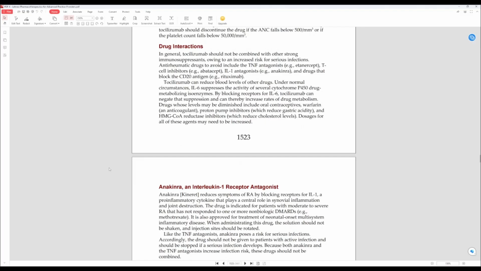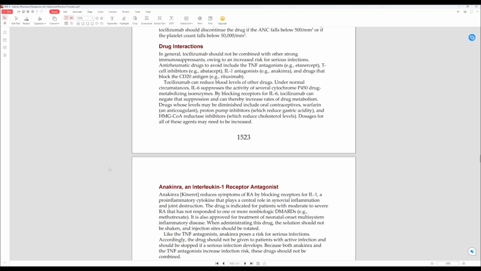Other drug interactions. In general, tocilizumab should not be combined with other strong immunosuppressants, owing to an increased risk for serious infection. Anti-rheumatic drugs to avoid include the TNF antagonists, T-cell inhibitors, interleukin-1 antagonists, and drugs that block the CD20 antigen.